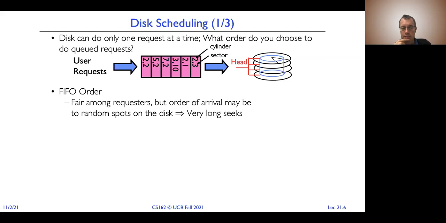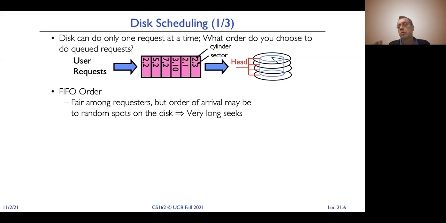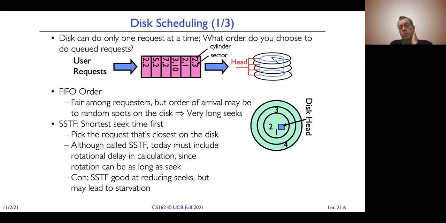You don't want that because you remember the seek time is very expensive, right? As well as rotation latency. So you want to be smarter than that. So what would be a smart way to do it?